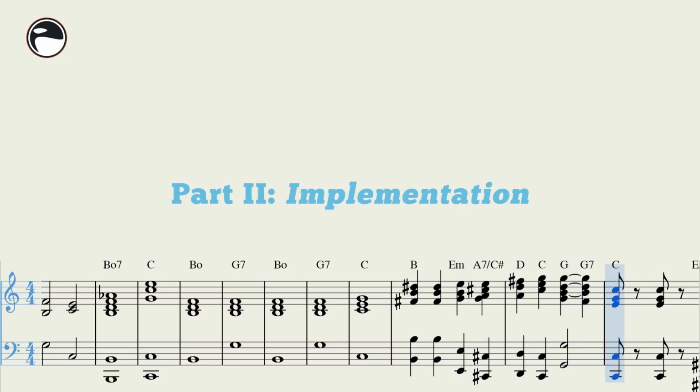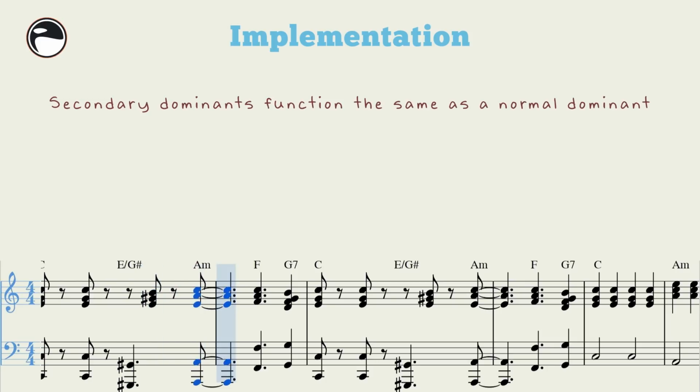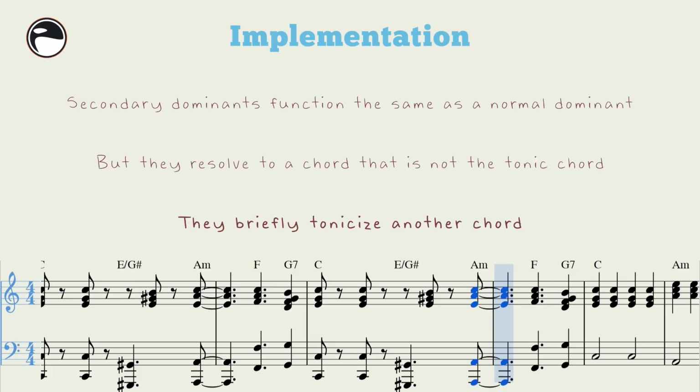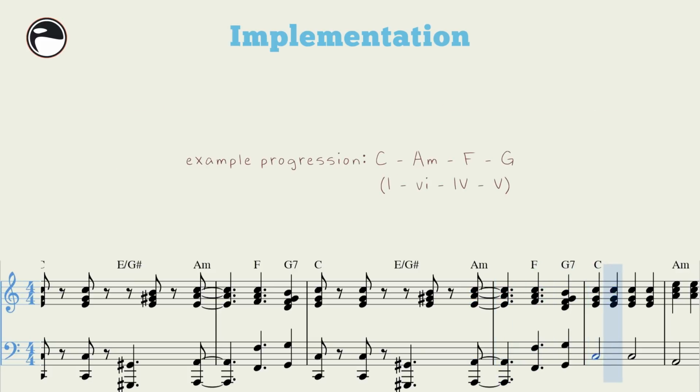Secondary dominants function the same way as a normal dominant chord, but they resolve to a chord that is not tonic. They briefly tonicize another chord. Let's look at an example progression.